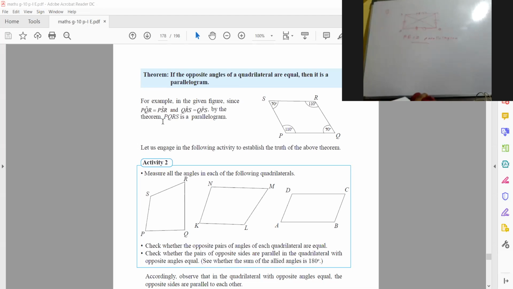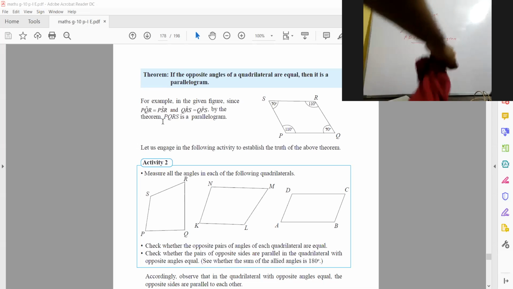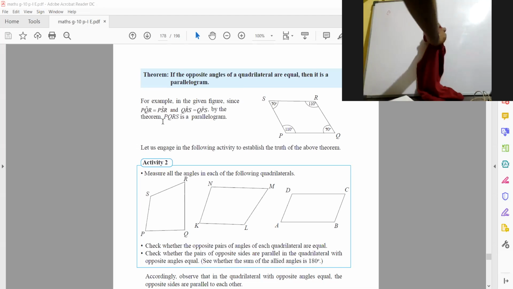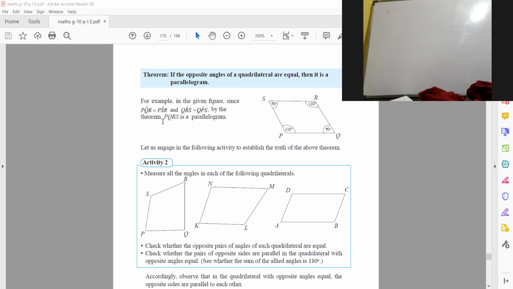That is, we can say that the quadrilateral is a parallelogram when the opposite sides are equal. Okay. The second one: if the opposite angles are equal in a quadrilateral, then it's a parallelogram, right?